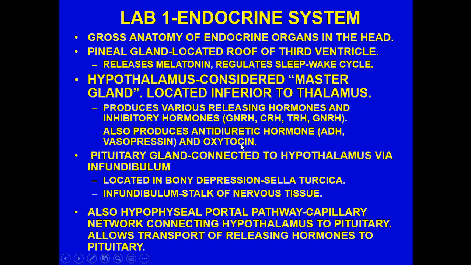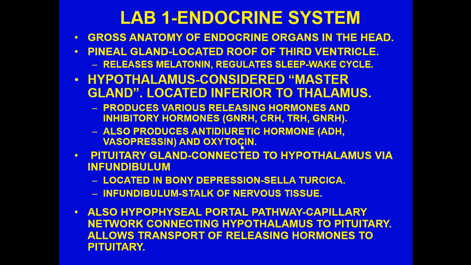When we talk about the gross anatomy of endocrine organs in the head, first off, we mention the pineal gland, which is located at the roof of the third ventricle. This gland releases melatonin, which is involved with regulating the sleep-wake cycle. The hypothalamus, which is now considered really the master gland, is located inferior or below the thalamus in the brain.